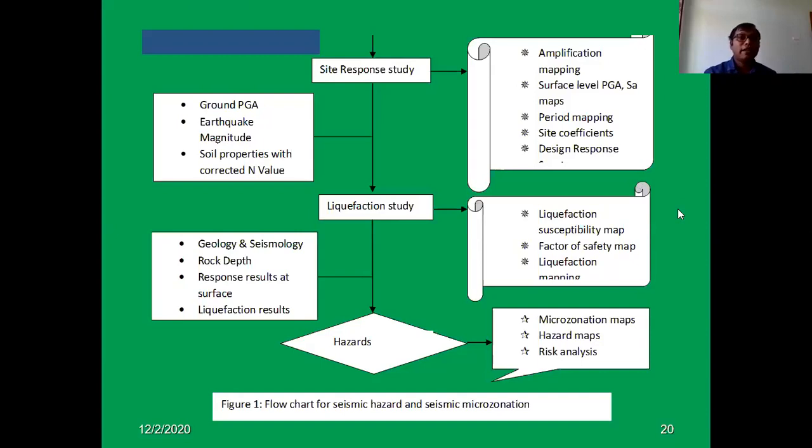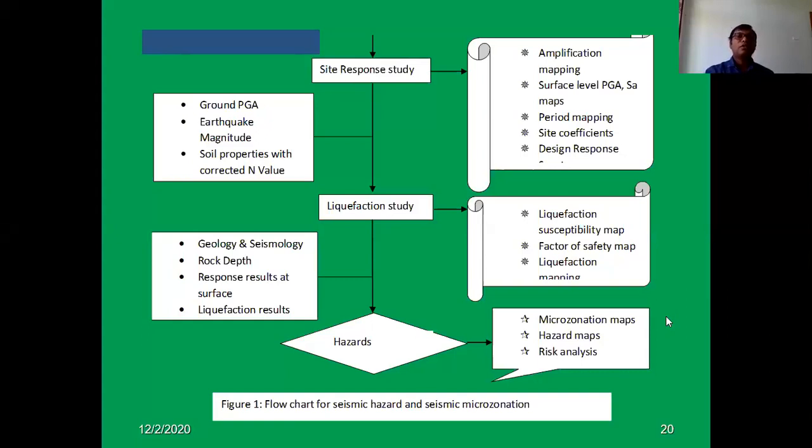And then a liquefaction study can also be done thereafter, if your study area is affected by liquefaction or the topography of the area is close to the groundwater surface. In this case, the liquefaction study is also important. And then finally you have to integrate it on a platform called the hazard integration process.